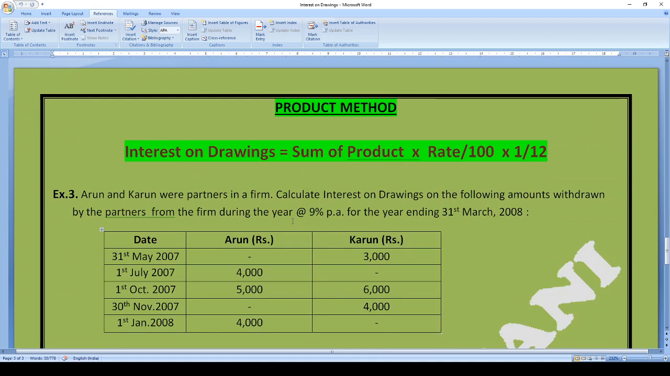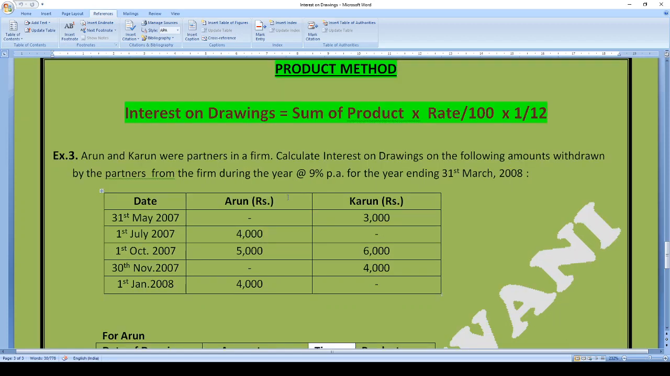For this purpose, you will have to make the table. You will have to make the table to find out the sum of product. You have to find out the sum of product. So first of all, let me clear this to you with this example. Example number 3 is there in front of you.